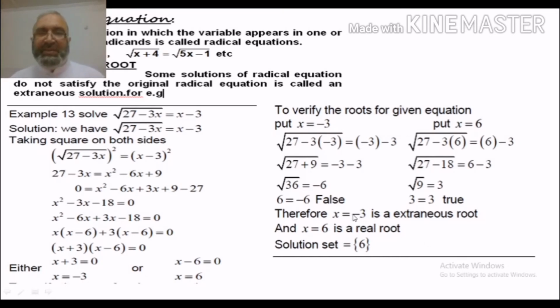So sometimes in the board paper it is given to find only the extraneous root. So we have to show this process. So which root will we verify? Both the roots. Either it satisfies the equation. If it satisfies, that is the solution set. If it does not satisfy, that is the extraneous root.